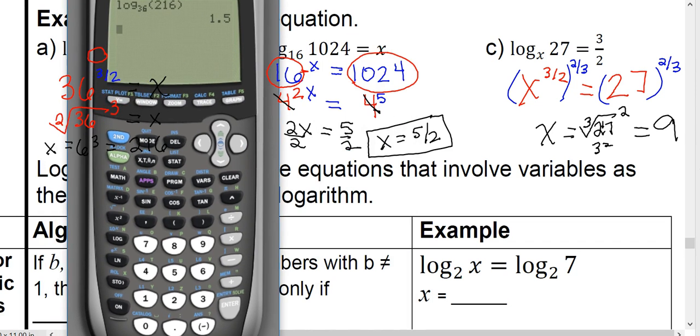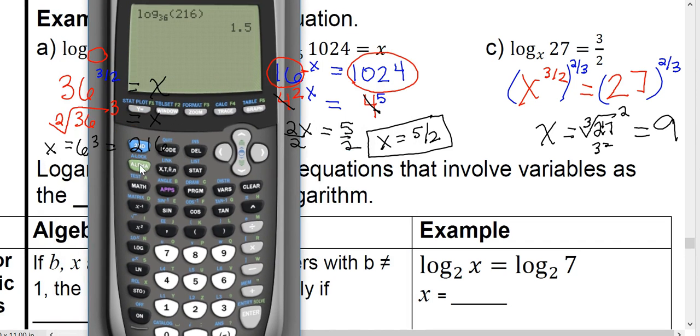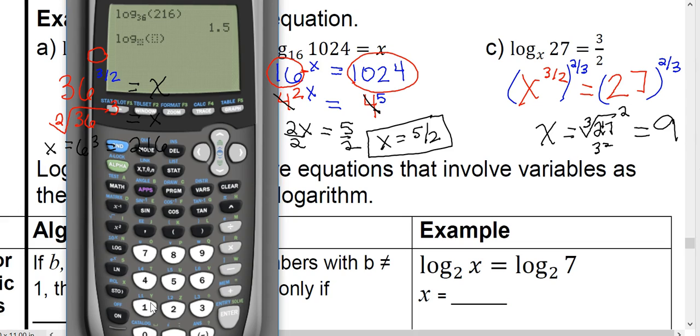Alright, so checking B, alpha window 5, we put the subscript as 16, and we put the value as 1024, and we should get 5 halves as the x, because that's what we solved for. So math, enter, gives us that it's 5 halves.